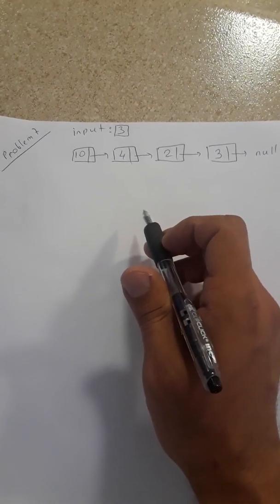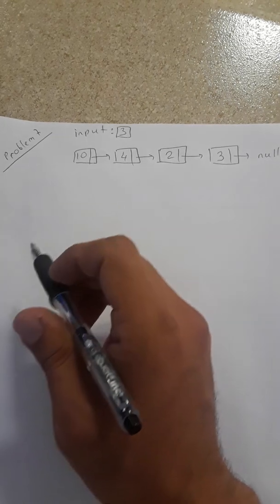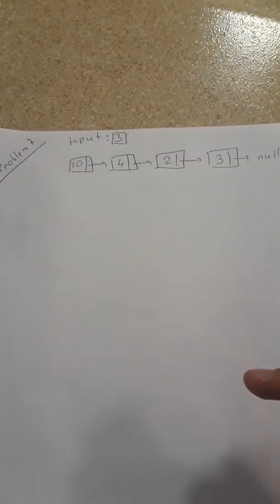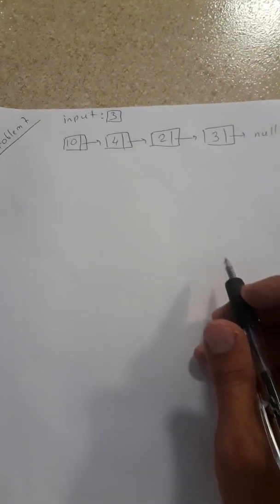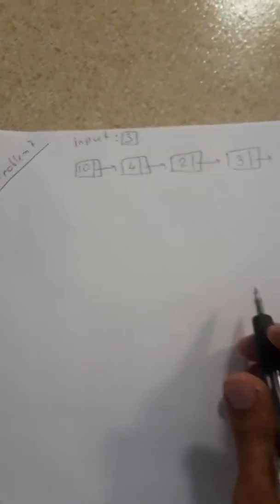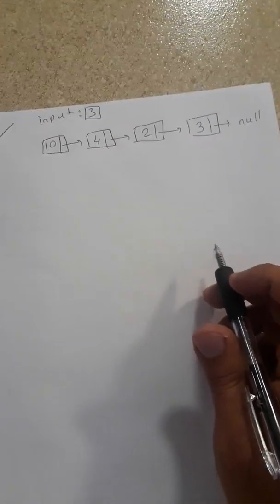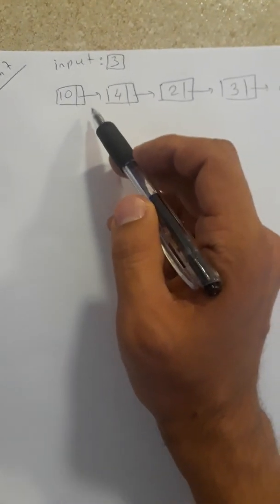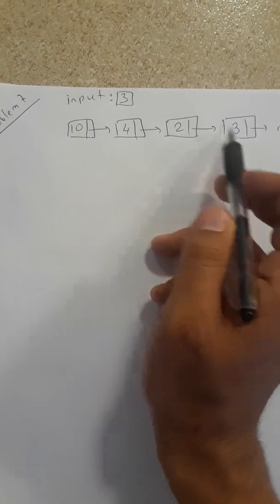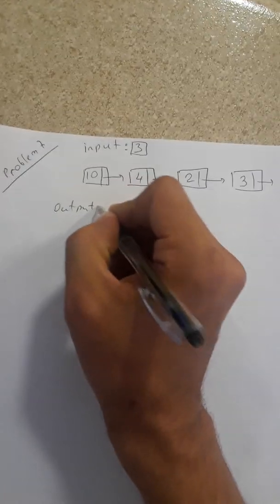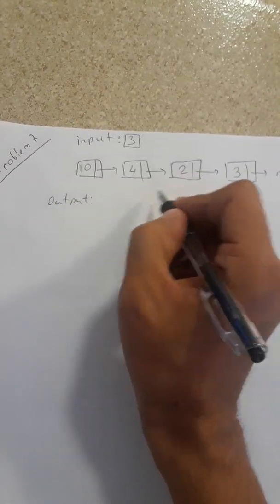We need to put smaller numbers to the left of the input number and the greater numbers to the right. And also, if there are numbers equal to that partition number, we must put all those numbers in the middle of the linked list. So, for example, we have this linked list and we have this partition number, like a 3. So the output for this given linked list should be as follows.